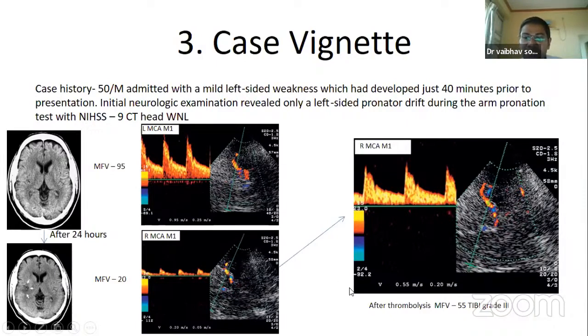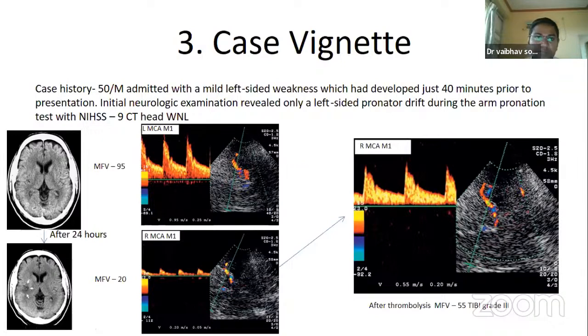So we immediately did the thrombolysis, and after the thrombolysis we did a repeat TCD, which showed a mean flow velocity of 55 with a TIBI grade of 3. So with the help of TCD, we are able to tell whether we have been successful in doing the thrombolysis or not.